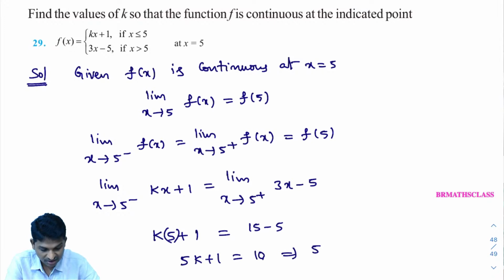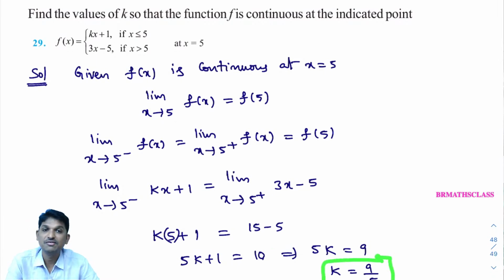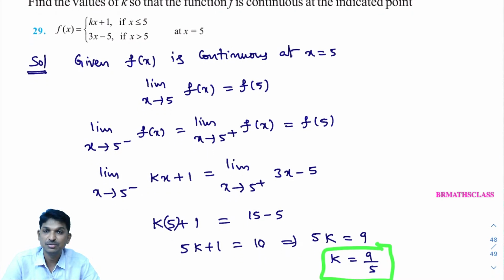What is 5k from this? You take this 1 to the right hand side. What you will get? 10 minus 1 is 9. Correct? What is k from this? k equals 9 divided by 5. So we got the k value as 9 divided by 5.